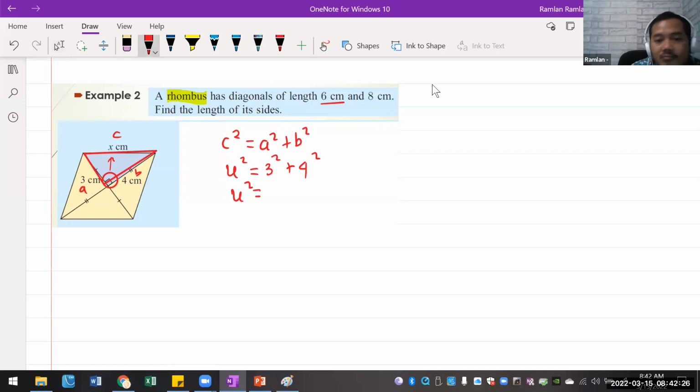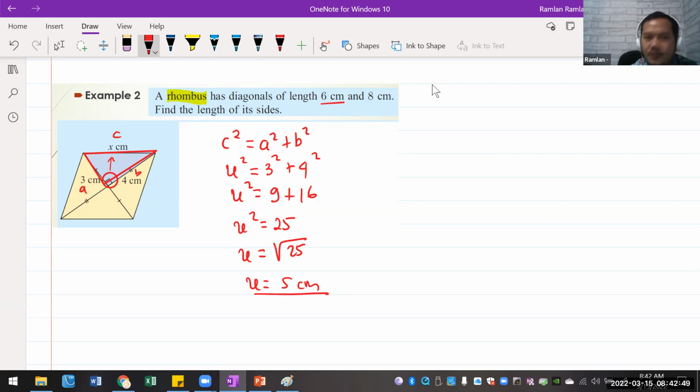So I'm gonna help you guys. 3 squared is 9, and then 4 squared is 16. And then you add 9 plus 16 equals 25. And then we know that if you want to get rid of the square, we need to square root both sides. So that will be the square root of 25. And the square root of 25 is equal to 5. And then you have the value of X.